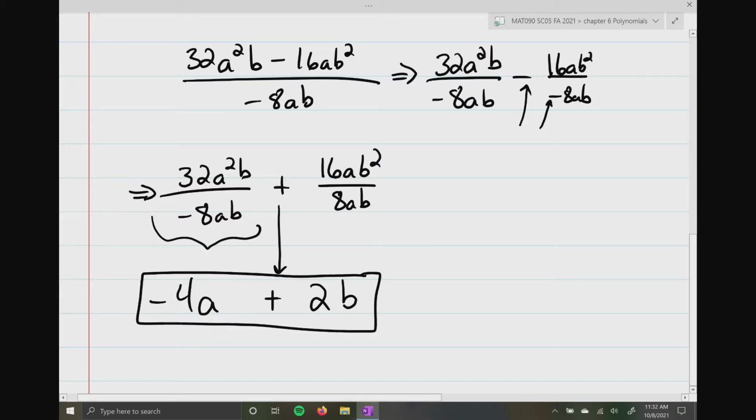And there's your answer. So the key to dividing by a monomial is just to break it apart and simplify each term that you have. Do it one at a time. There's no rush for this. Does that make sense, everyone?